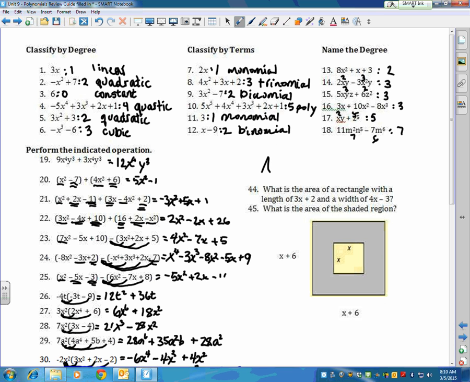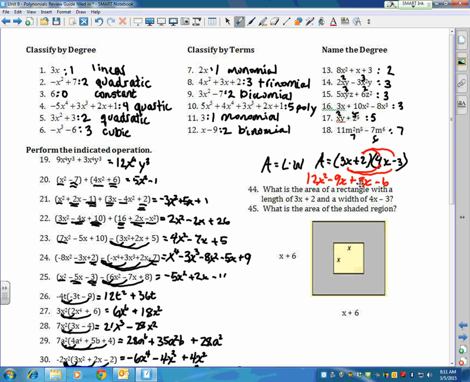For a rectangle, area is length times width. So what I've really asked you to do is multiply 3x plus 2, which is the length, times the width, which is 4x minus 3. This is FOIL, and we will multiply just like we did the other ones. Okay, so 3x times 4x is 12x squared. 3x times negative 3 is negative 9x. 2 times 4x is positive 8x. And 2 times negative 3 is negative 6.